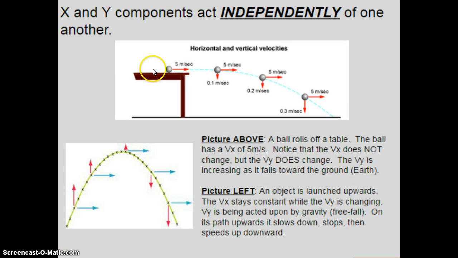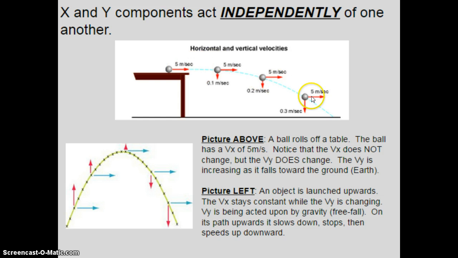So here's something we can look at. There's a couple different ways that we can view 2D motion or projectile motion. This is just a ball traveling off a table. If you notice, this is just half of a parabola, but it's still nonetheless two-dimensional motion. So here's an example. It's got a 5 meter per second horizontal velocity. Notice the velocity is staying constant.